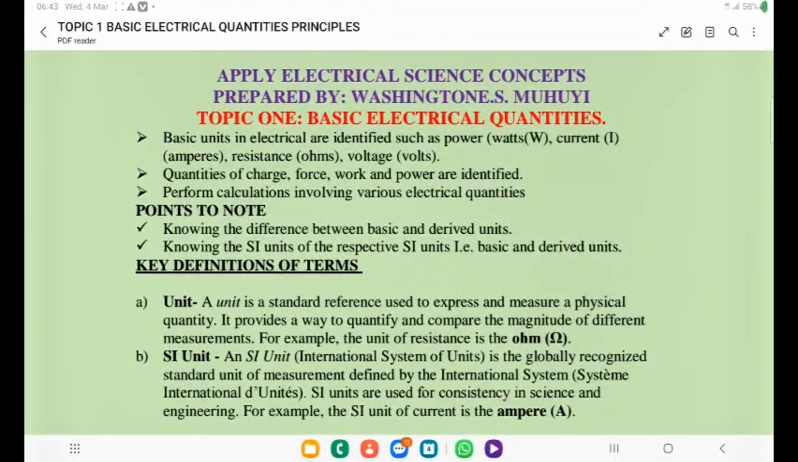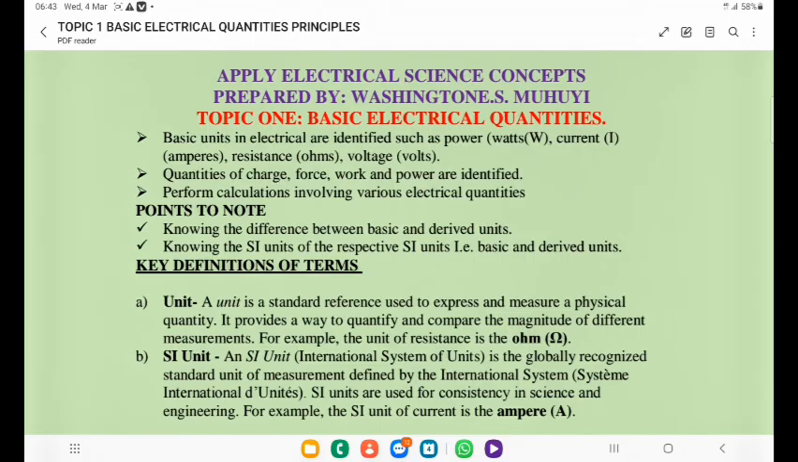Hello guys, and welcome to this tutorial on applying electrical science concepts. We're going to look at the first topic, which is basic electrical quantities. In here we shall be looking at basic units, such as power, current, and others. We shall also be looking at the quantities of charge, force, work, and power, and we shall be performing some calculations in various electrical quantities. And the final bit is knowing the electrical laws that exist.